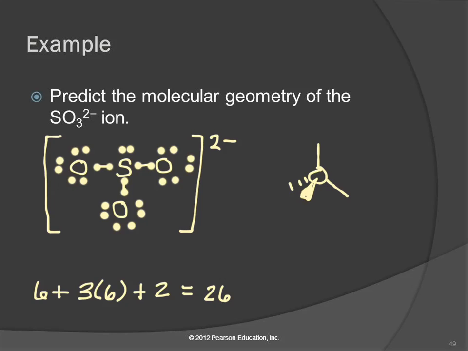So there's the sulfur in the middle, and then there's these oxygens. And then up here, we've got our lone pair. Those 4 electron groups, 3 bonds and a lone pair, are spreading out in a tetrahedral shape. The electron geometry is tetrahedral.